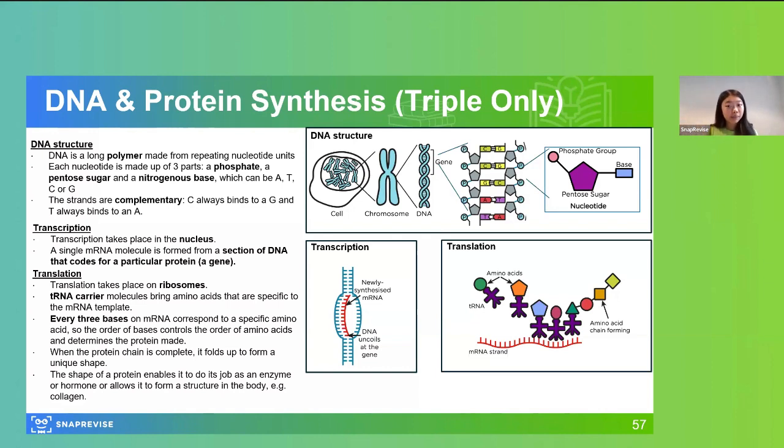The base can be either A, T, C, or G. You do not need to know the specific names of A, T, C, and G. If you're curious, I can tell you, but you don't need to know it. You only need to know it in A level. So these bases are always complementary. A is always going to be with T, C is always going to be with G.